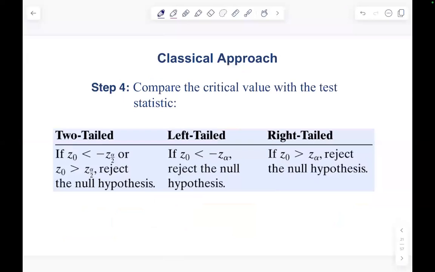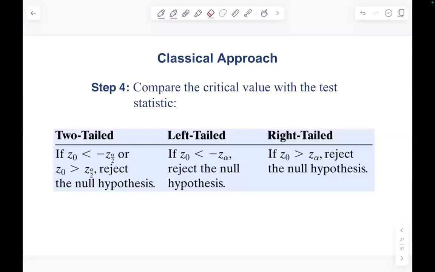I think the pictures make so much more sense. Two-tailed test: if our test statistic is either less than our critical value or greater than our critical value, we reject. Left-tailed test: if our test statistic is below, we reject. And right-tailed, if our test statistic is above, we reject. It makes much more sense with the pictures on that last page. So the classical approach is comparing the test statistic with the critical value.